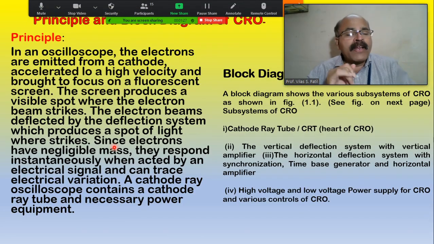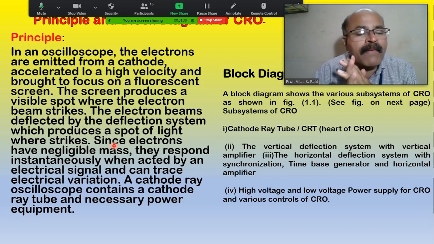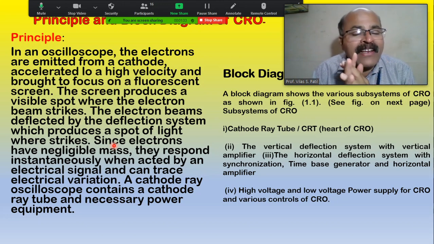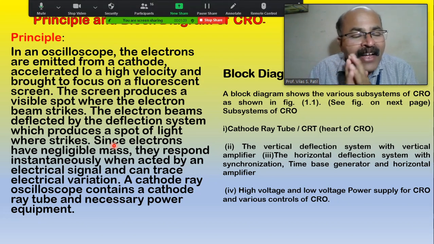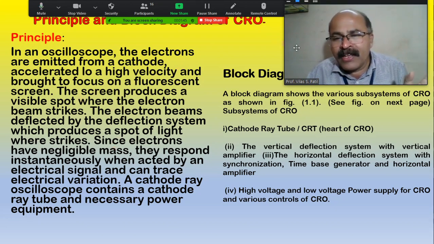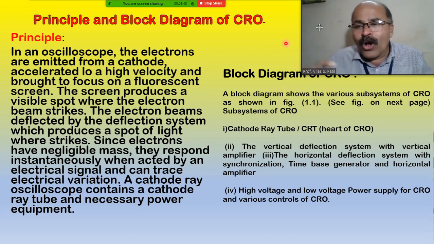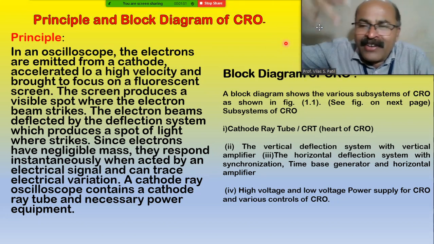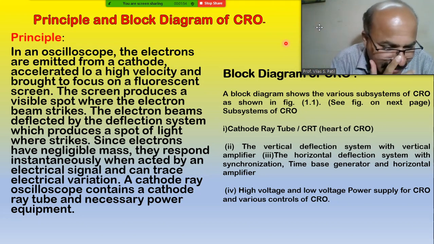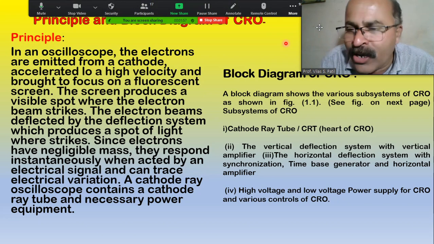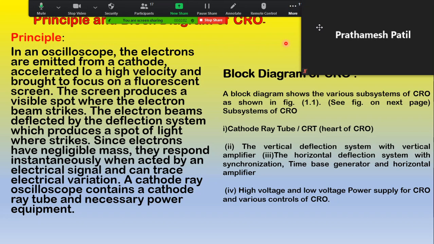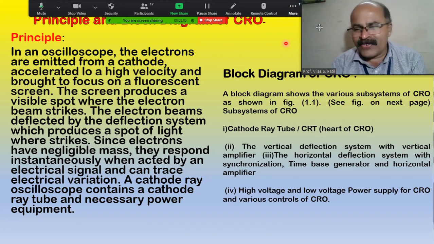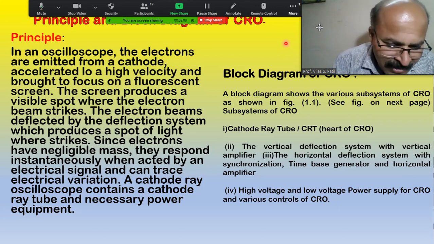Okay, principle. We have come to the principle here. Since the electrons have negligible mass, they respond instantaneously when acted on by the electrical signal, and they can trace the electrical variation, and that tracing can be viewed on the opposite side of the screen. A cathode ray oscilloscope contains the cathode ray tube and the necessary power equipment. That is, the cathode ray oscilloscope contains different blocks for different functions.